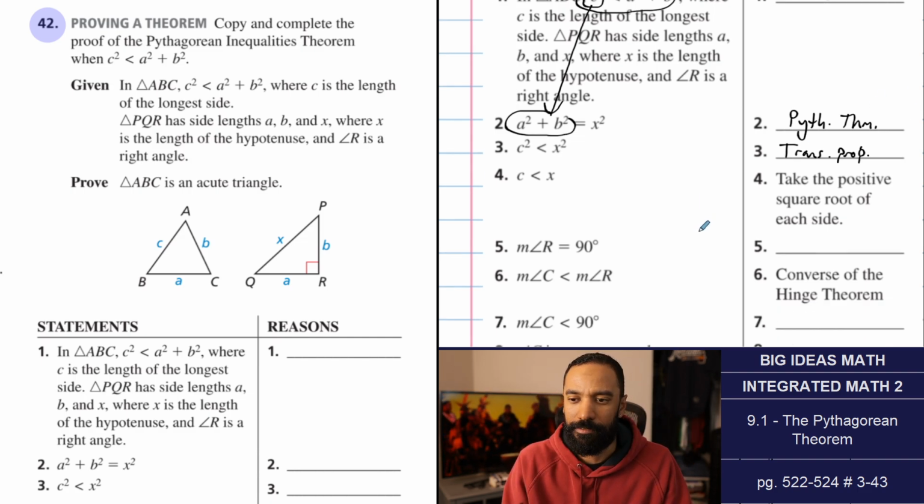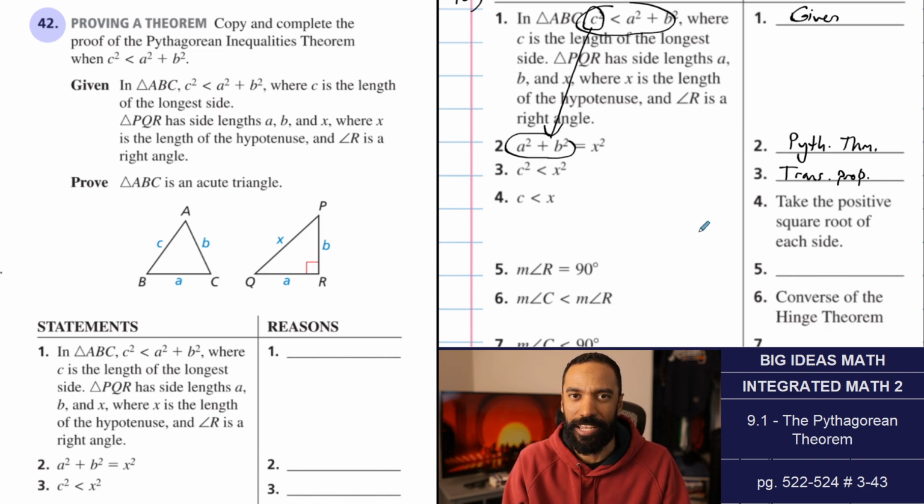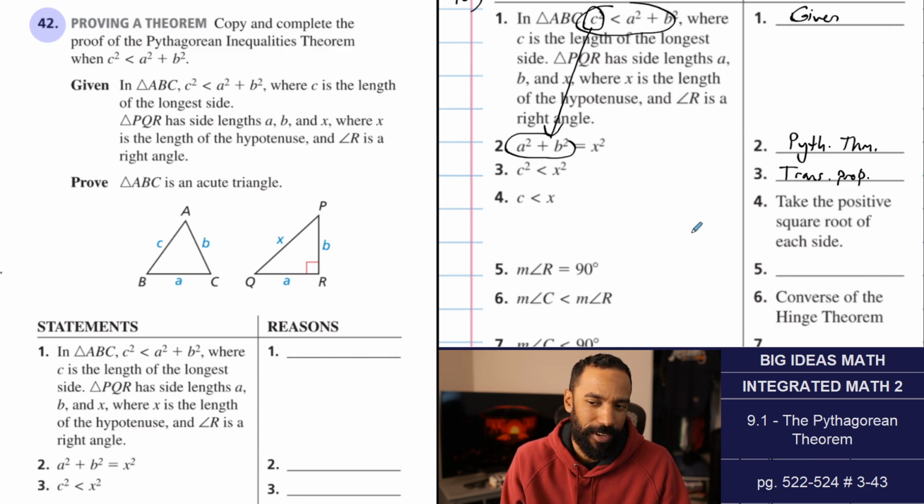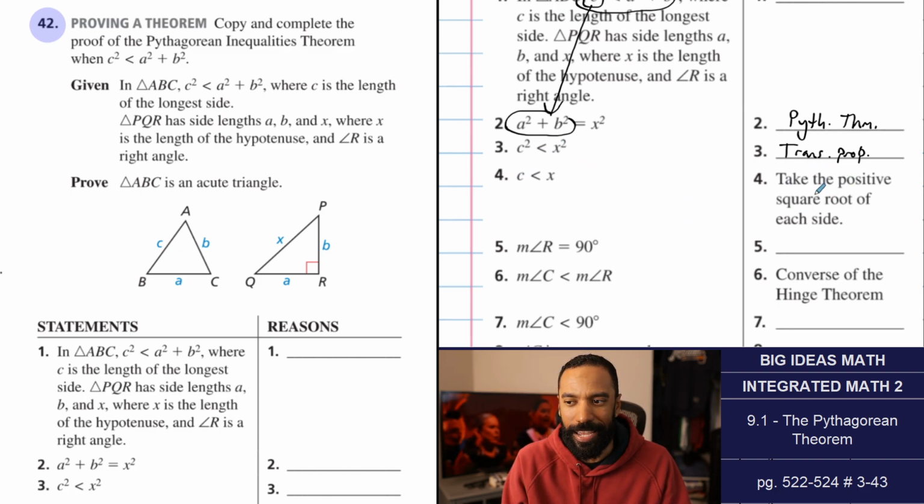If 3 is less than 5 and 5 equals 5, that doesn't work. If 3 is less than x and x equals 5, then 3 is less than 5. C is less than x, you take the square root of both sides. That's what they say here. I guess it's not a property of equality, but you take the square root.